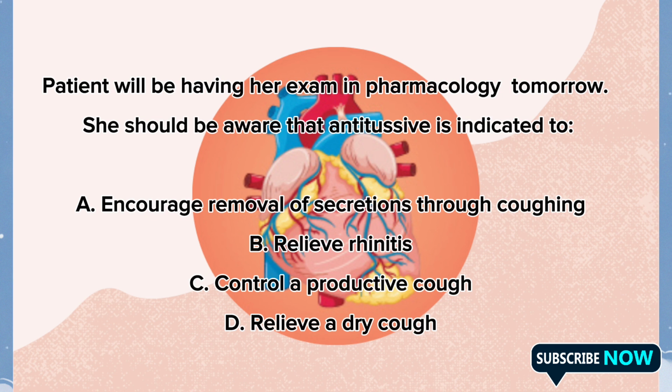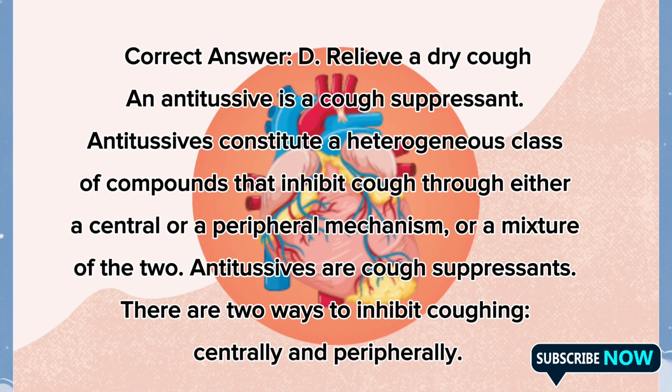A patient will be having her exam in pharmacology tomorrow. She should be aware that an antitussive is indicated to: correct answer, D. Relieve a dry cough. An antitussive is a cough suppressant. Antitussives constitute a heterogeneous class of compounds that inhibit cough through either a central or a peripheral mechanism, or a mixture of the two. There are two ways to inhibit coughing, centrally and peripherally.